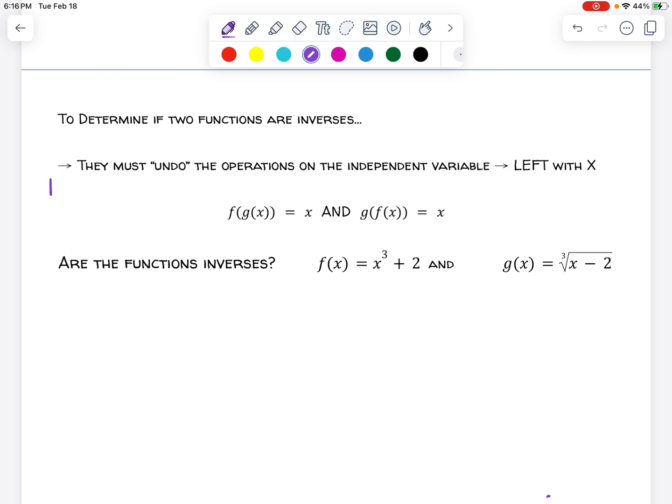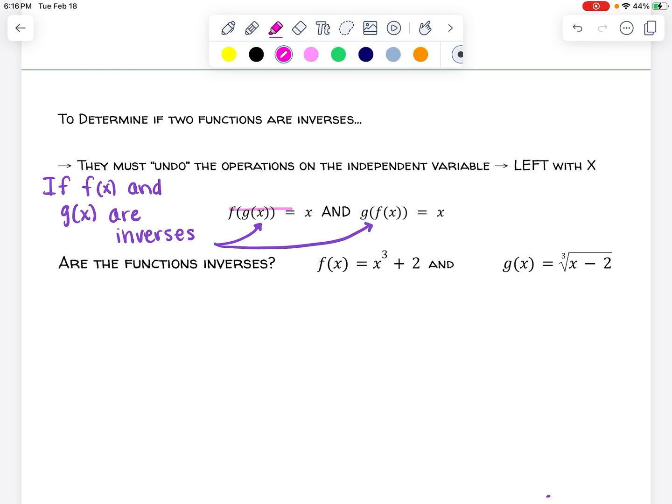So if f of x and g of x are inverses, then these two statements have to hold true, that g of f of x has to equal x, and f of g of x has to equal x. So both of these have to be true.